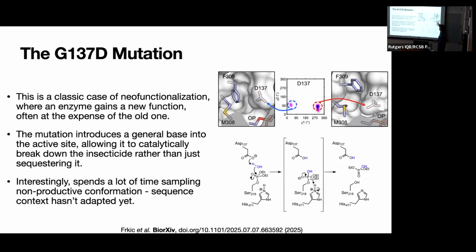So the interesting thing that we noticed when we first looked at it, though, is that this has to be in one specific orientation to work. And initially, it can sample the productive conformation, but not often. Okay, so it seems okay, but not really optimized for its sequence context.